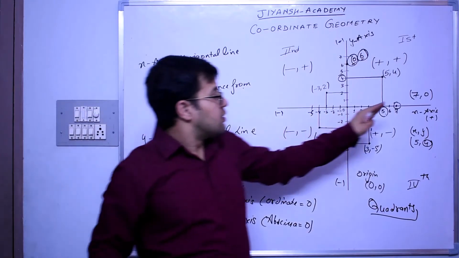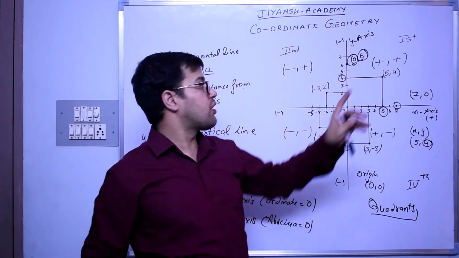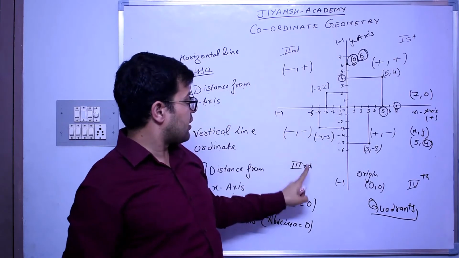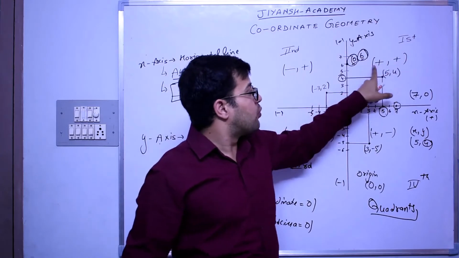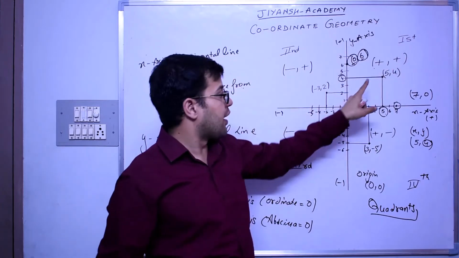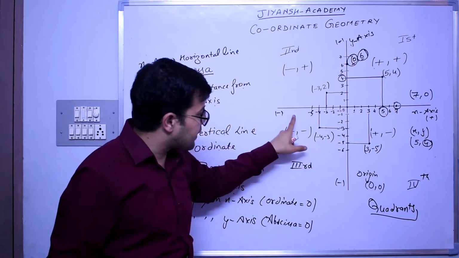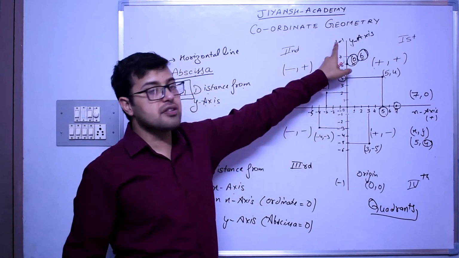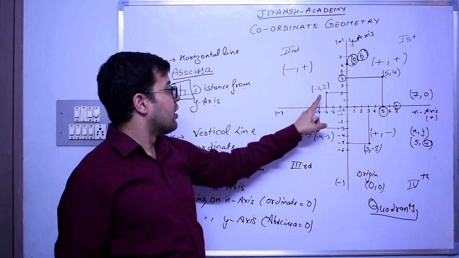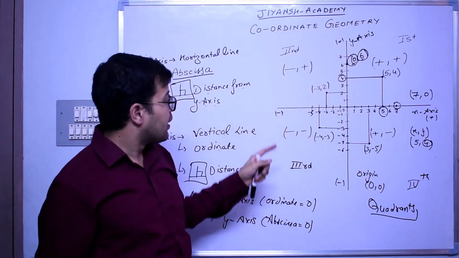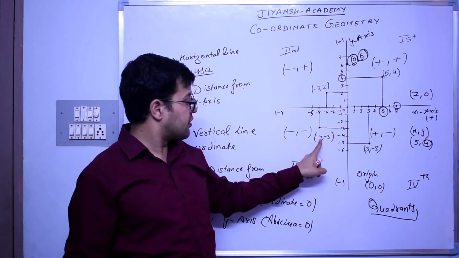The x-axis and y-axis divide the plane into 4 quadrants: first quadrant, second quadrant, third quadrant and fourth quadrant. x and y both are positive in the first quadrant, like this 5, 4. In the second quadrant you will see that x is negative but y is positive. So the abscissa is negative and the ordinate is positive, for example, minus 3, 2. In the third quadrant, both x and y will be negative.